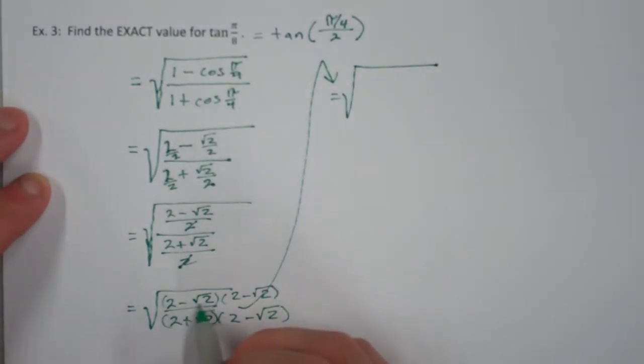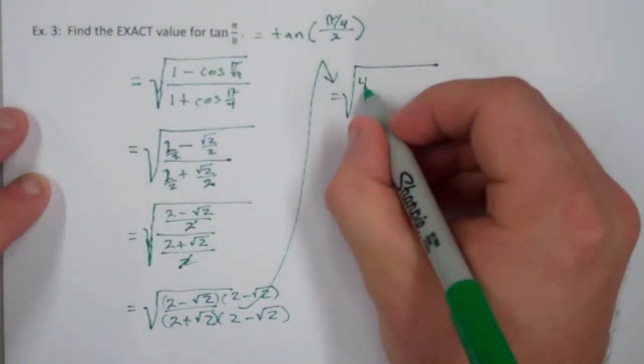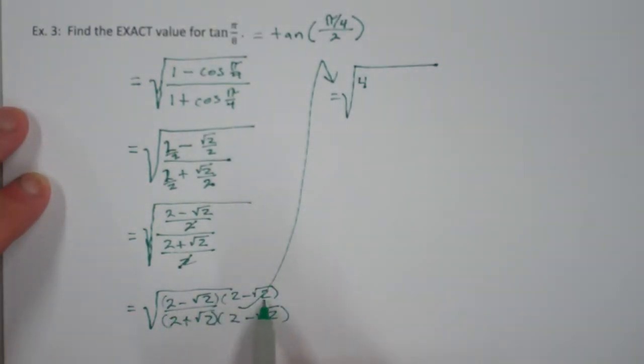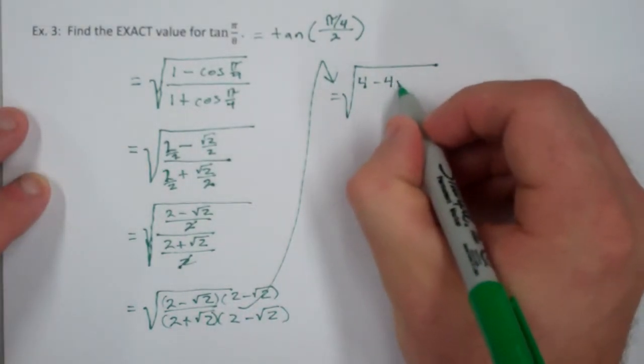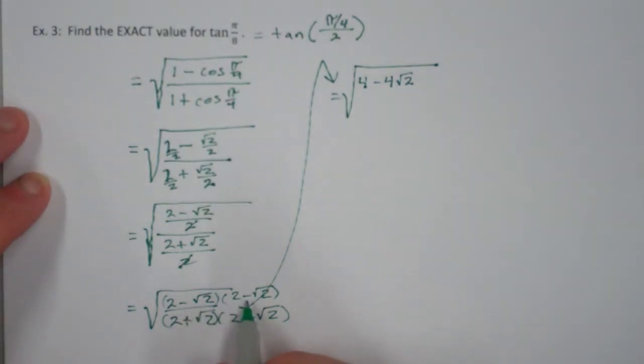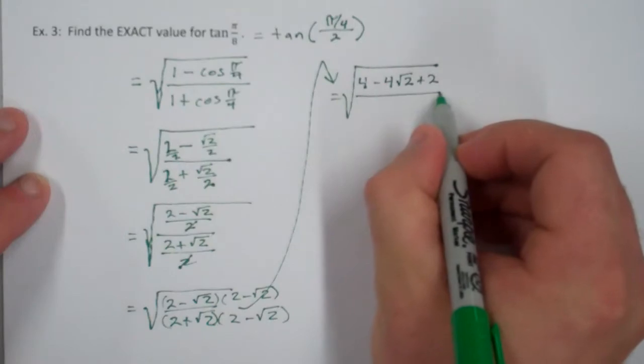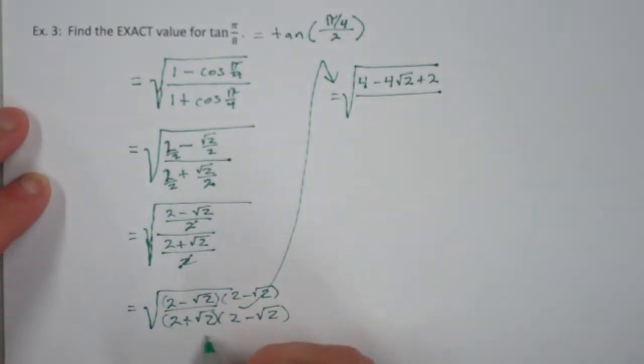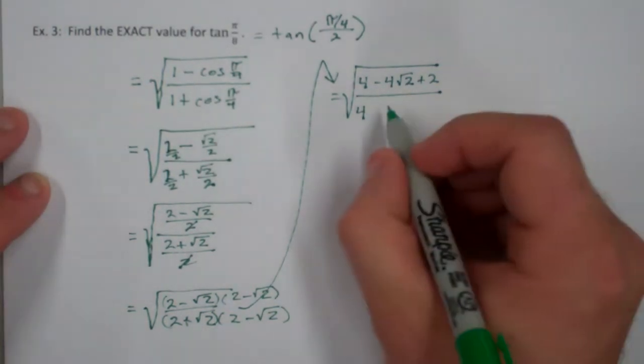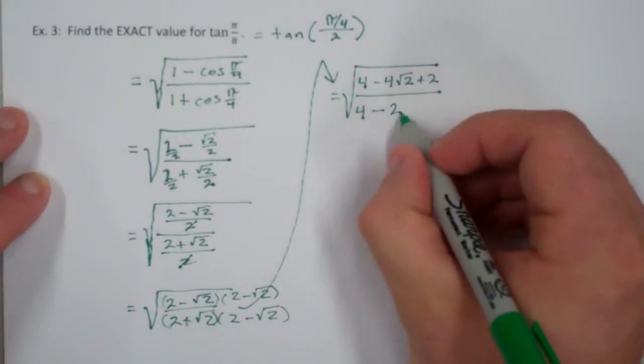And then here I'm going to have 2 times 2, which is 4. 2 and negative 2 root 2. And 2 times negative 2 root 2, so that's negative 4 root 2. And then a negative times a negative root 2, so that'll just be positive 2. Here in the denominator I'm going to have 2 times 2, which is 4. This 2 root 2 and negative 2 root 2 will cancel. This is the difference of 2 squares. And the root 2 and the root 2, it's positive and negative. That's just 2.